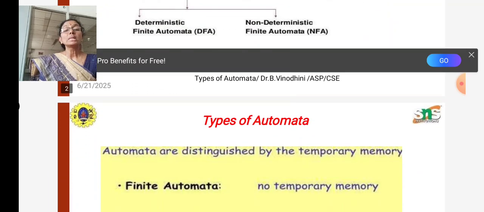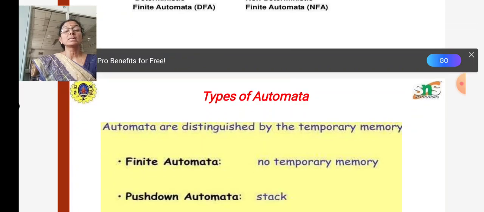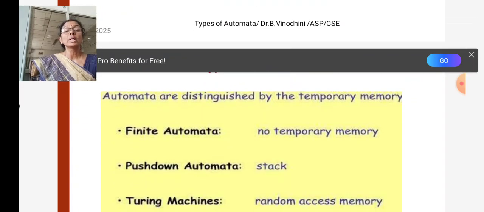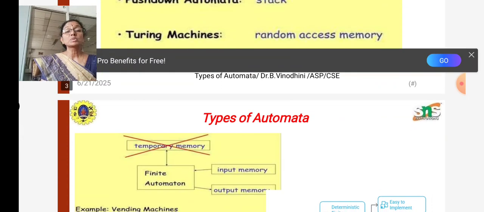Now we will see the major differences between the finite automata, pushdown automata and Turing machine. The finite automata requires no temporary memory. We have a state, we are given an input, and we go to the next state. So there is no temporary memory in the finite automata. Next is the pushdown automata. In the pushdown automata, we have a stack, that is a temporary memory. The stack is used to save the input. Next is the Turing machine. We have the random access memory.